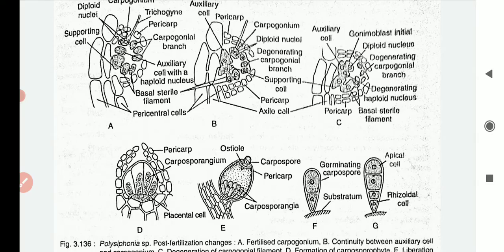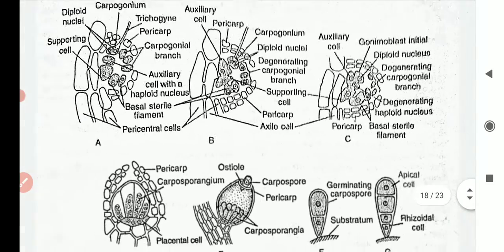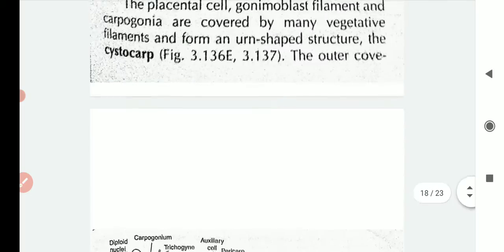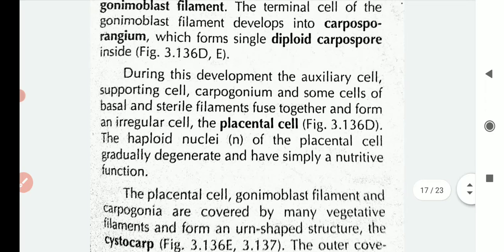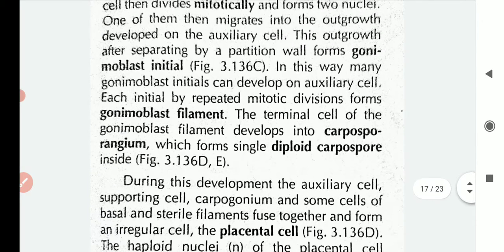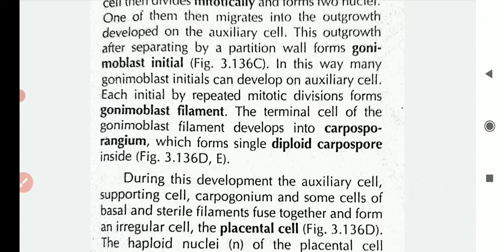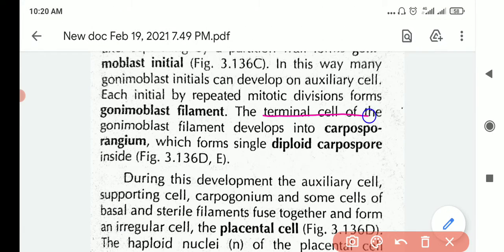I'm not seeing the filament. I only see the gonimoblast initial. Okay, it's all right, since I have drawn it by my finger just now. Then the terminal cell, one minute, my brush, okay. Then the terminal cell of the gonimoblast filament will develop into the carposporangium. Okay. Sporangium is like, what to say?